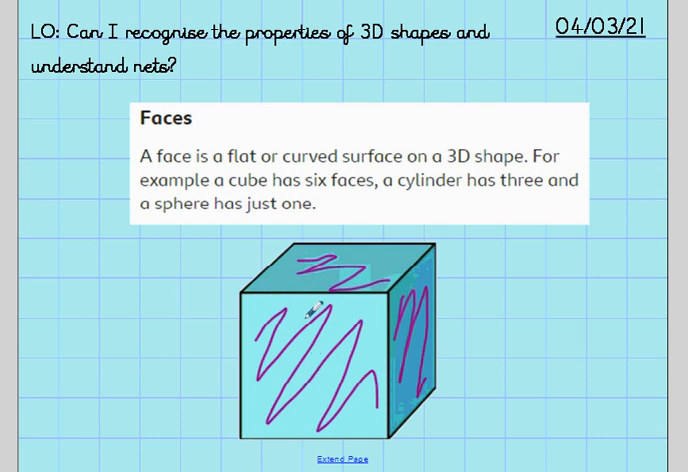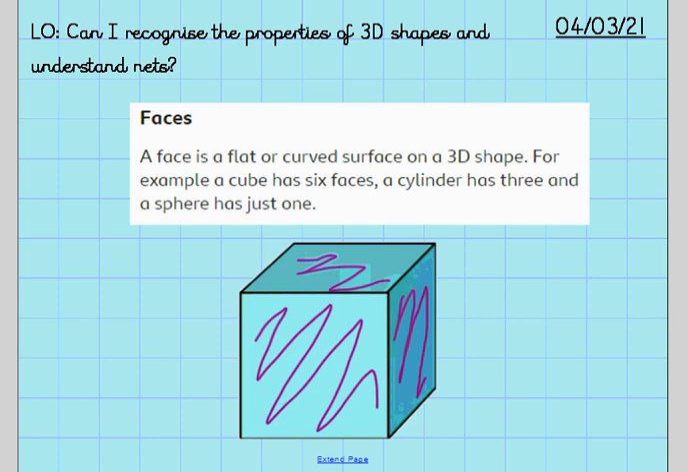So the faces are the flat or smooth sides to this shape. They are there, and that's really important. Faces will always be used when describing a 3D shape. So they're the flat, curved surfaces of the shape.